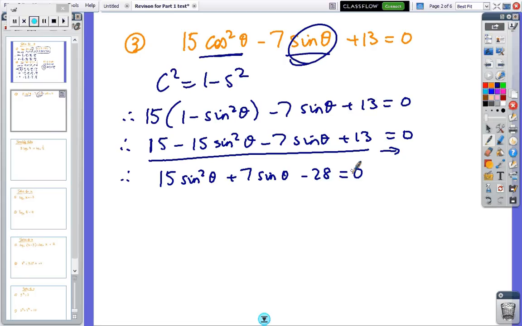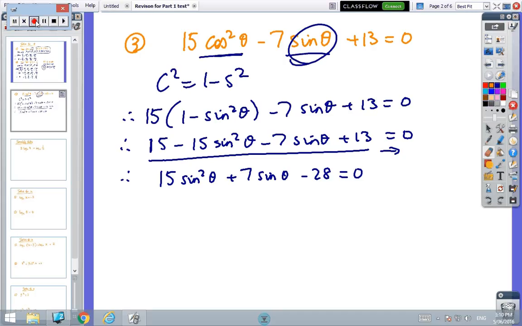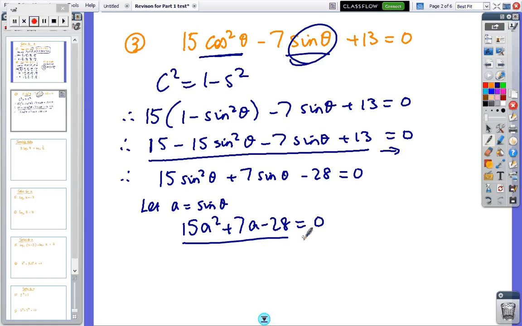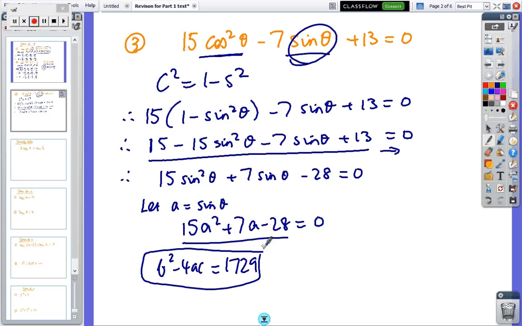Okay, so I'm back. When I did that, I was a bit worried about the numbers, and in actual fact it can't be factorised, because if we say let a equal sine theta, we end up with 15a squared plus 7a minus 28 equals 0. That doesn't factorise. If you look at the discriminant, b squared minus 4ac, you end up with 1729, which you can't square root, which means that it's impossible to factorise. So if there was a question like that, hopefully there would be a quadratic here that you can solve. And I'm not going to change the tape because I've already started.